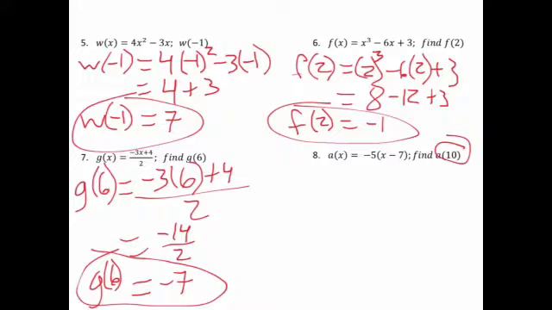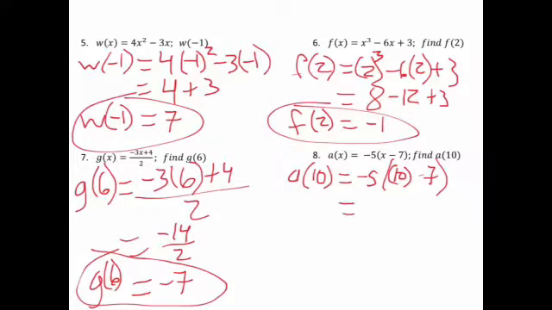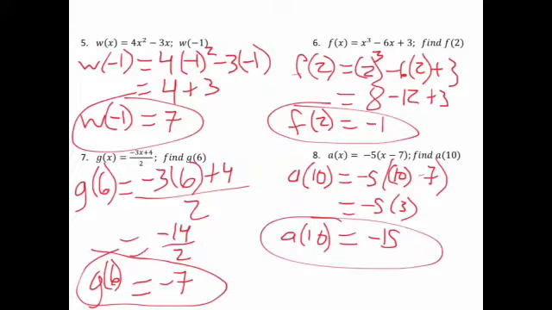And then on this next one, that 10 is going to go where the x is. So a of 10 is going to equal -5 times 10 minus 7. Well, do the 10 minus 7 first. That's 3. And you got -5 times 3, which is -15. So a of 10 is -15.